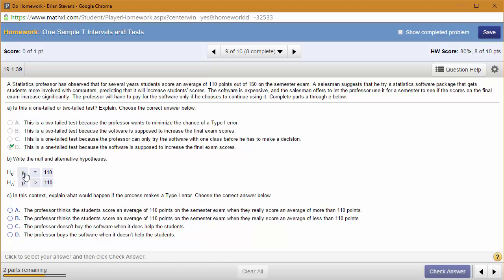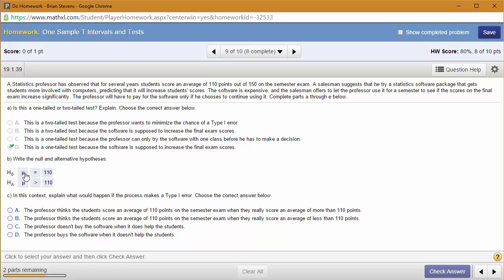In context, explain what would happen if they make a type 1 error. In a type 1 error, it's a false positive, I say, where we reject the null. You have to understand specifically what a false positive is, though. When I say positive, I mean positive evidence. So when you hear me say false positive, think false evidence, because it's like, aha, I found results. So it's false evidence. Evidence is for the alternative, so a false positive is when you have false evidence for the alternative.